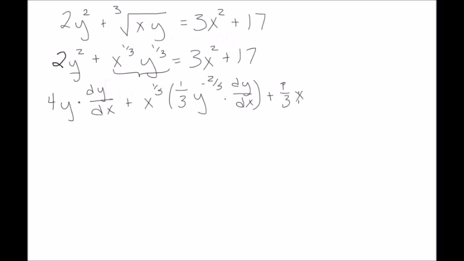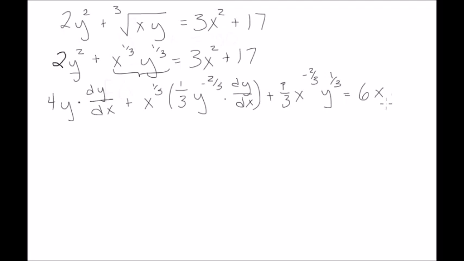1/3 x to the negative 2/3 times y to the 1/3 equals, on the other side of the equal sign, it's very straightforward. Bring down the 2, I get 6x. The derivative of 17, of course, is 0.